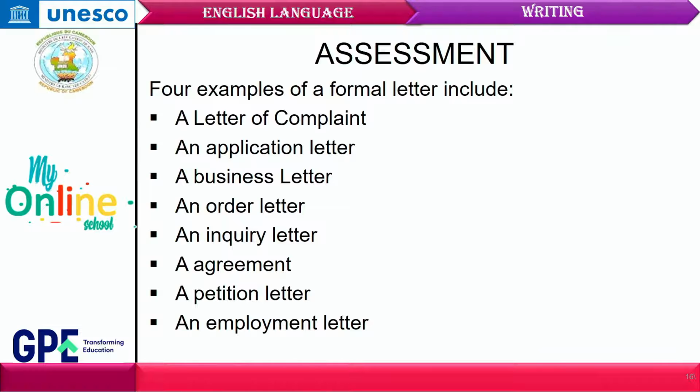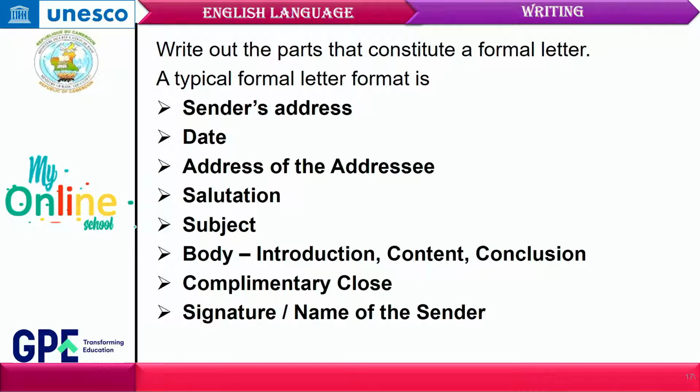Number 2, list 4 types of formal letters. 4 examples of formal letters will include any of the following: a letter of complaint, an application letter, an order, an inquiry, an agreement, a petition, an employment letter, or a contract, or any other one which you have listed. Please do well to give yourself a tick for any correct answer that you have got.